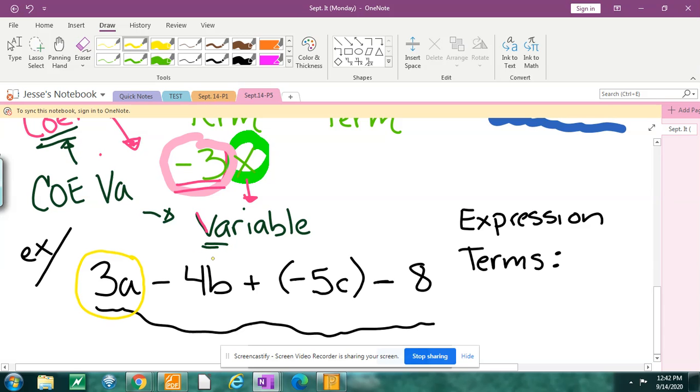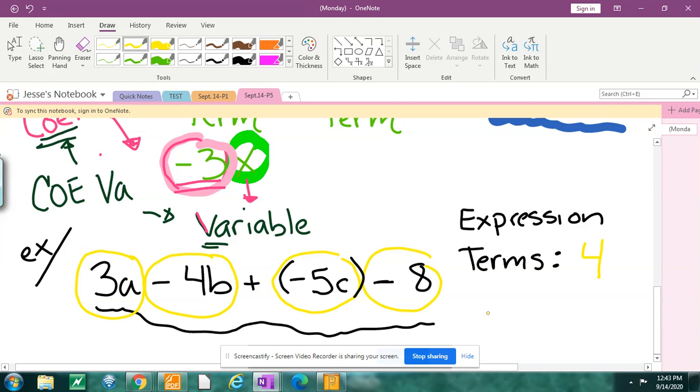1, 2, 3, and which one more? The 4. So how many terms? Four. So if you already did this, good job. So you're going to have number 4. So far, so good? Okay.